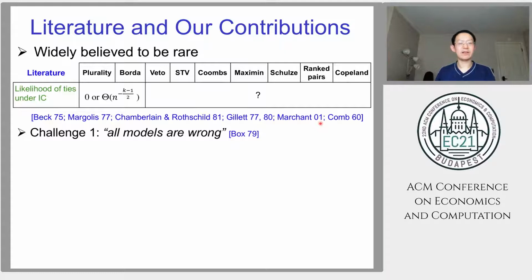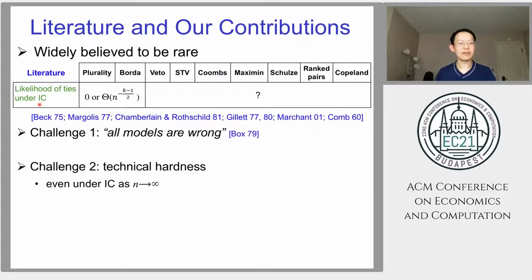Personally, I can see the challenges come from two aspects. The first challenge is that the probabilistic model, especially impartial culture, has been widely criticized as unrealistic. And more generally, all models are wrong. So any conclusion drawn under IC or any other specific model cannot really tell us how likely large elections are to be tied. And the second challenge is the technical hardness in characterizing the likelihood of ties, even under IC and even asymptotically as the number of agents goes to infinity.